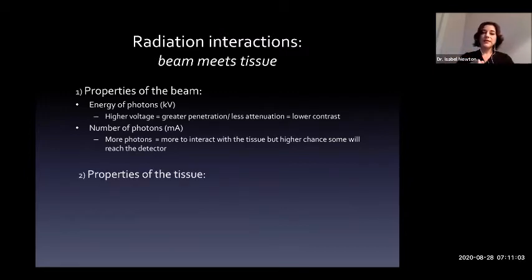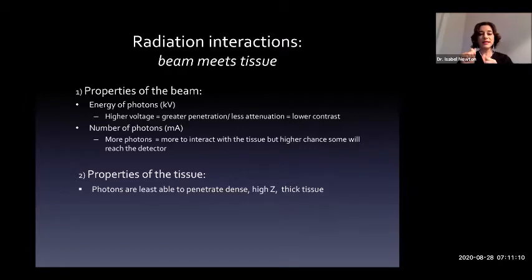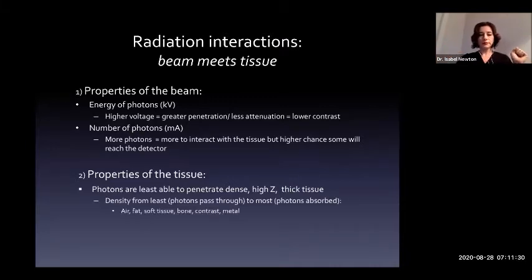There are also properties of the tissue that we need to consider. Photons are less able to penetrate tissues that are dense, that have a high Z or atomic number, or tissues that are thick. So if I could stand in front of you now, I am thicker in a side orientation than I am front to back. And so if you're doing a lateral view, I am going to have thicker tissues than if you did a frontal view. That's not the case for all of my patients at the VA. Some of them are quite circumferentially equal.